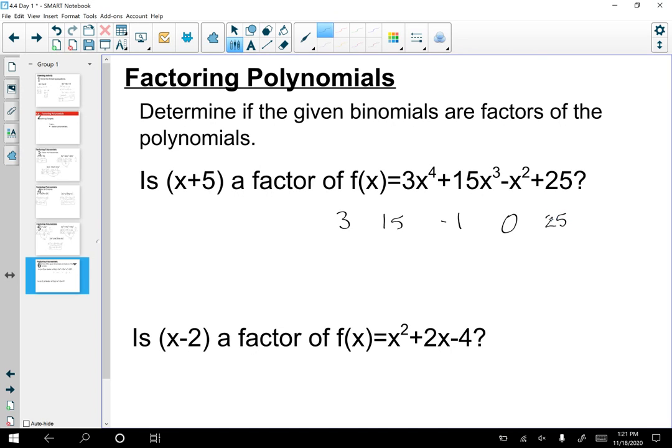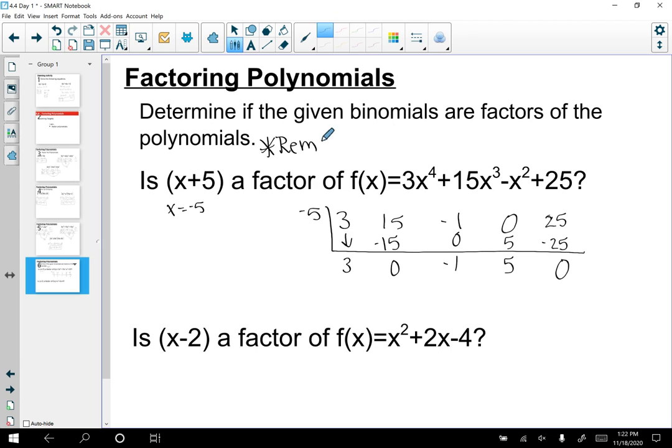All right, and I'm going to be dividing by x plus 5, so it would be x equals negative 5, right? So we're going to put a negative 5 here. And then that 3 goes down. 3 times negative 5 is negative 15. Add to get 0. And then 0 times negative 5 is 0, so I get negative 1. Negative 1 times negative 5 is 5. 5 times negative 5 is negative 25. I get a remainder of 0. So if I get a remainder of 0, write this down. Remainder of 0 means yes, it is a factor.